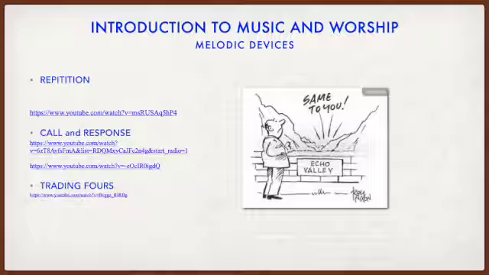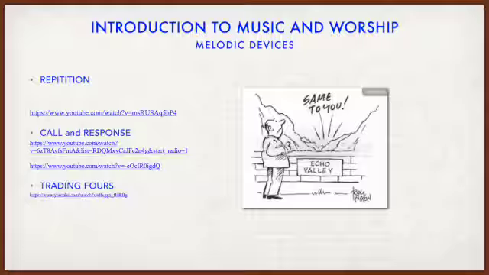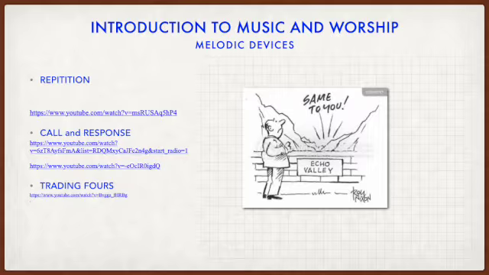And then another melodic device is what's called trading fours, where you would have a call, and this is usually improvisational, for 4 bars, 4 measures, and then there would be an echo to that, and I'll let you listen to that as well. And remember, when we end our melody, we want to end it on the tonic, or back to the home key. So let me review what we've talked about today.